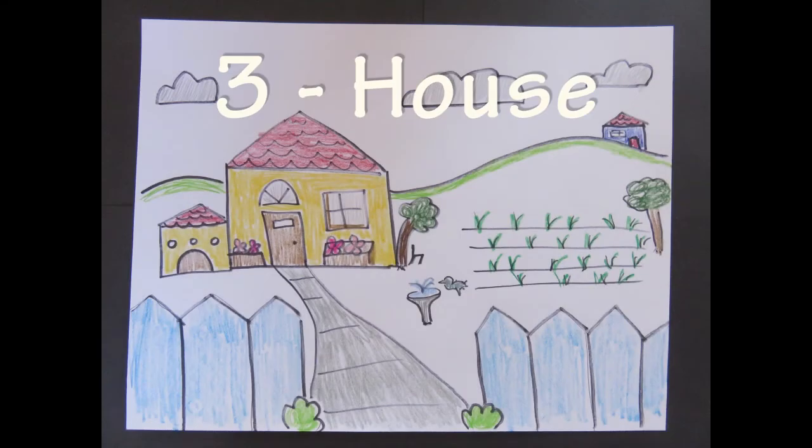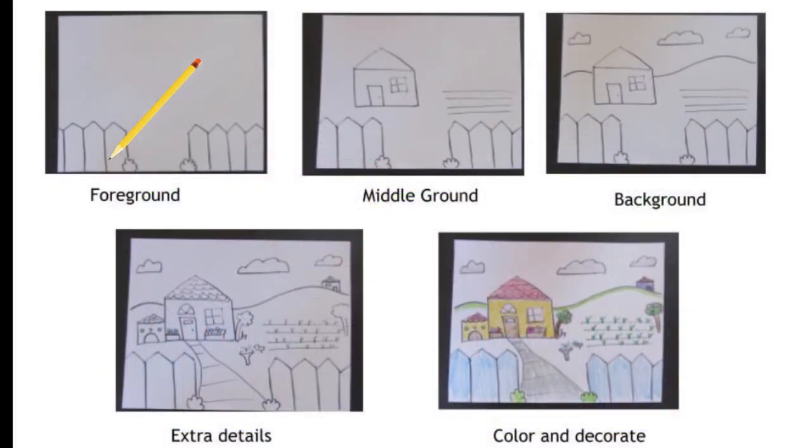The house. Let's start with the foreground, the things closest to us. We're just going to have a fence in front, but with an opening for a walkway. Other variations might be a sidewalk going from left to right, or plain grass like the farm, shrubs, flowers, or even a dog. The middle ground is a little farther back.